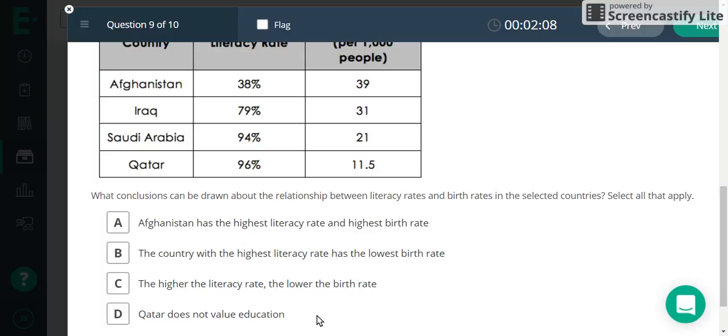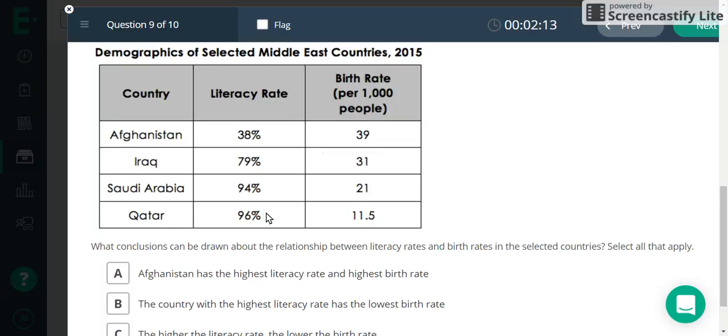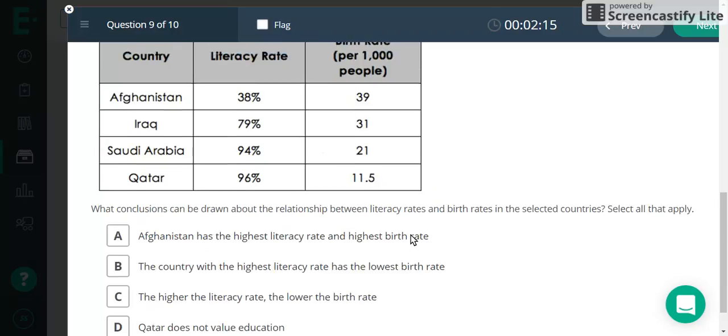The last one, Qatar does not value education. If 96% of their people are literate, then that statement would not be true.